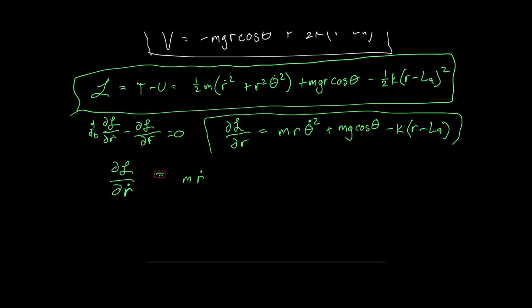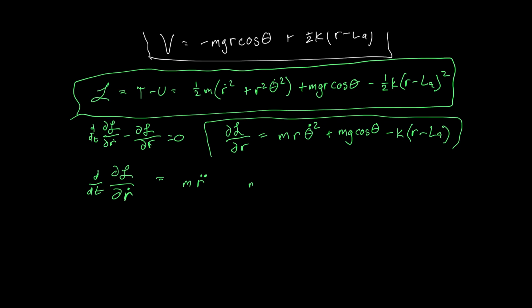If we just add the time derivative, it's really easy. I'll just do that in one fell swoop. And that's m r double dot. All right, so now we write down the full shebang, and that is m r double dot, subtracting all this, minus m r theta dot squared minus m g cosine theta plus k times r minus l a. So that is our first equation of motion.